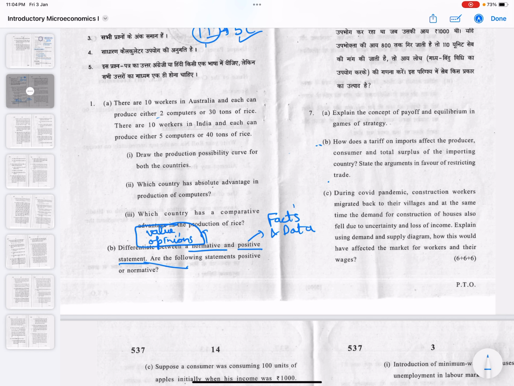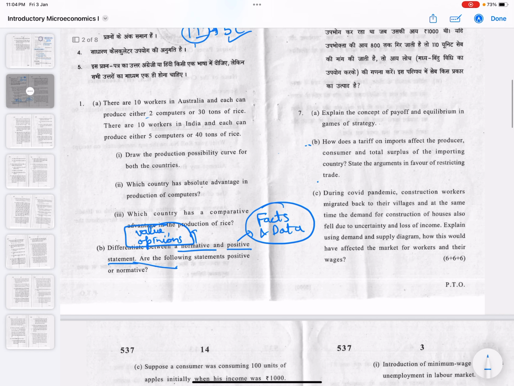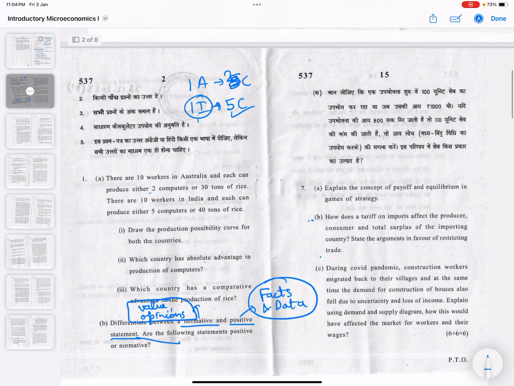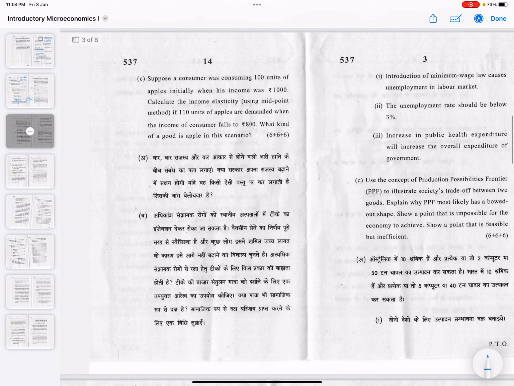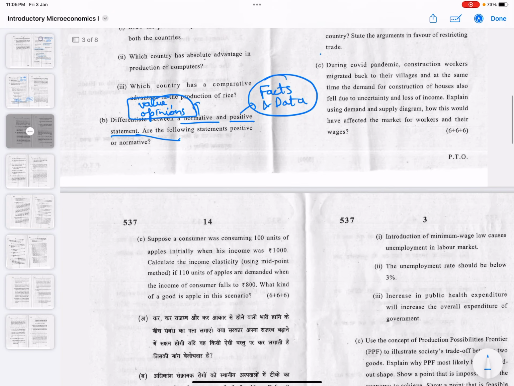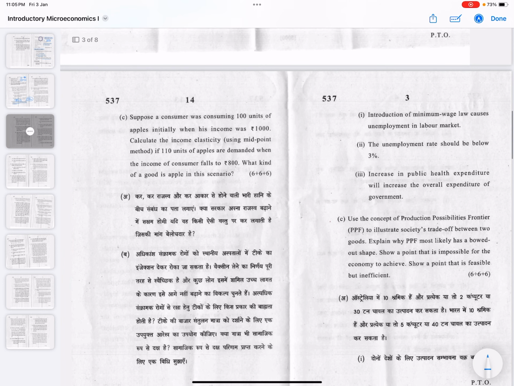And the positive statements are dependent on facts and data. Okay, so this is page 2. We'll move to page 3. And now we are supposed to tell, are the following statements positive or normative? Introduction of minimum wage law causes unemployment in the labor market. So this is based on fact. So this is a positive statement.